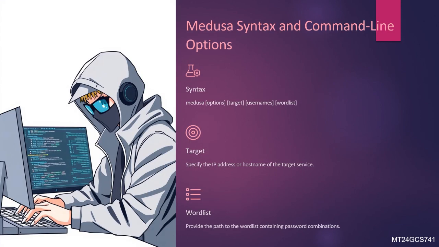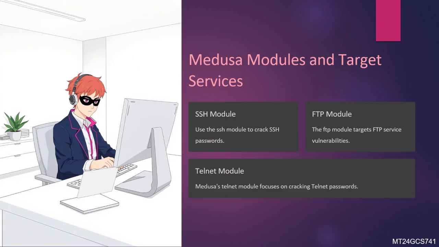The basic syntax of Medusa is as follows: medusa [options] -h target -u username -p wordlist. -h specifies the target IP address. For example, we give medusa -h 192.168.1.100 -u admin -p path to the password text file and -M ssh. There are modules for target services, like the SSH module, FTP module, and Telnet module.